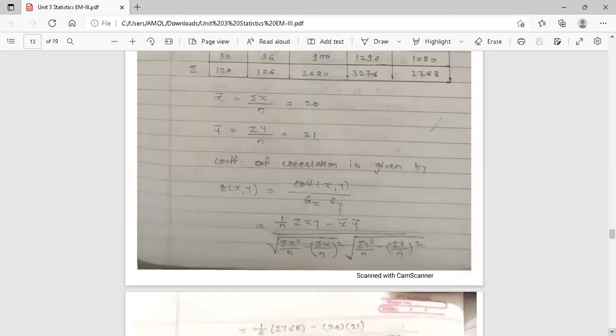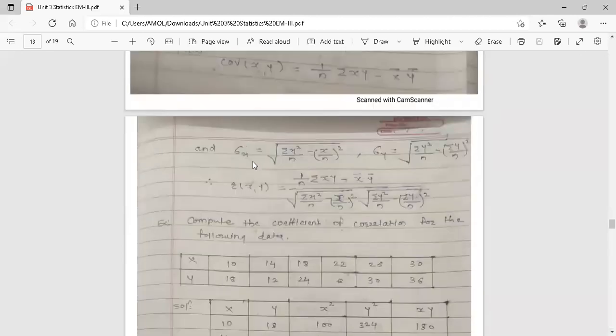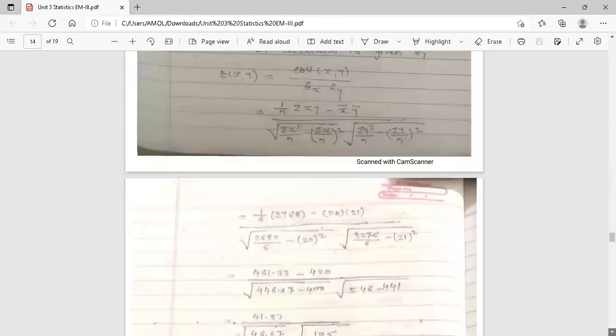Now, the formula to find the coefficient of correlation is Rxy is equal to covariance of xy upon sigma x sigma y. I'll discuss it here. The formula. This is the formula of coefficient of correlation. You write this formula and then put the values in this formula. Covariance of xy is 1 upon n into summation xy minus x bar y bar. Sigma x standard deviation is this square root. Sigma y standard deviation of y is this square root.